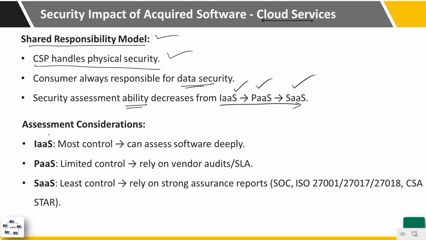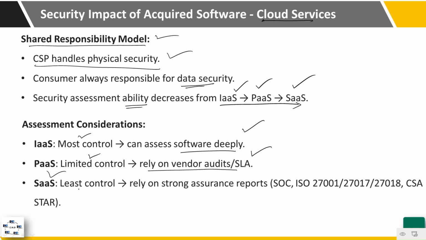Again, the assessment consideration: we have the most control in infrastructure as a service because we can assess software deeply, including the operating system. In platform as a service, we have limited control and we mainly rely on vendor audits and SLAs.